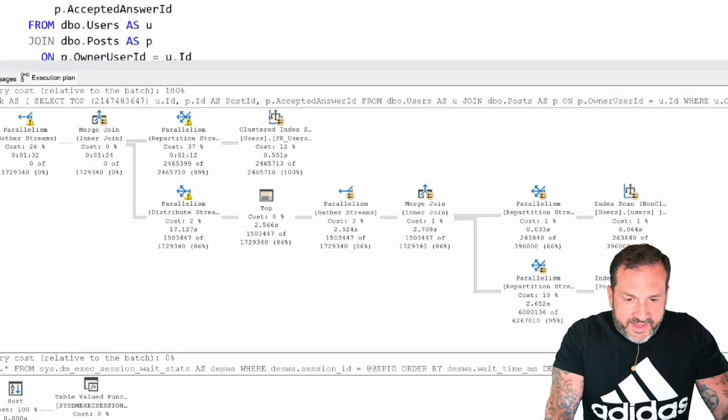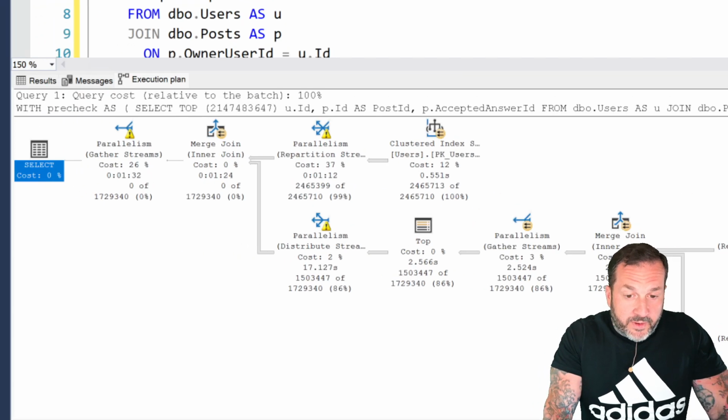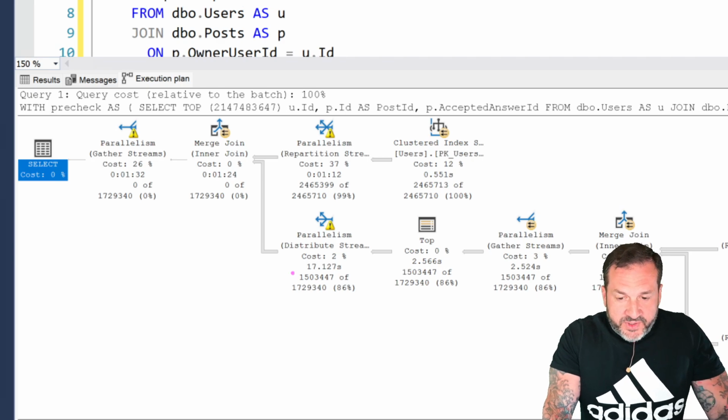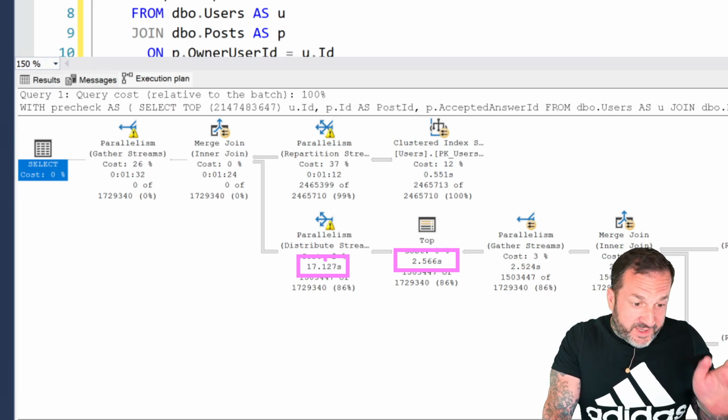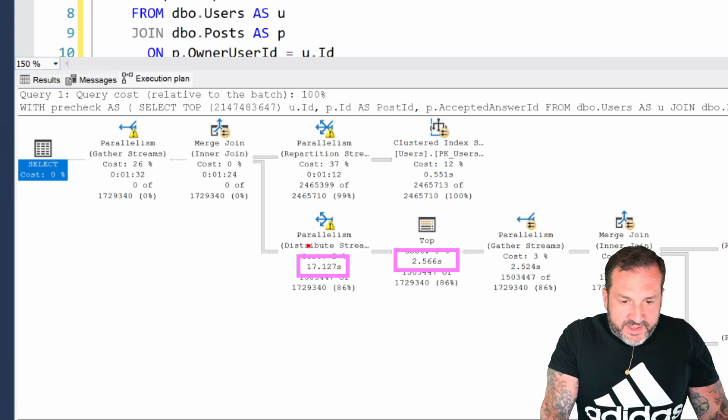But then these two other parallel operators have much bigger problems. This one only runs for about 15 seconds, because you got 17 there and 2.5 there, so about 14 and a half seconds in this one. These ones have it a lot worse.